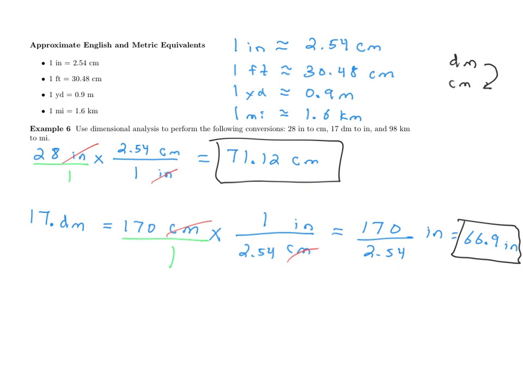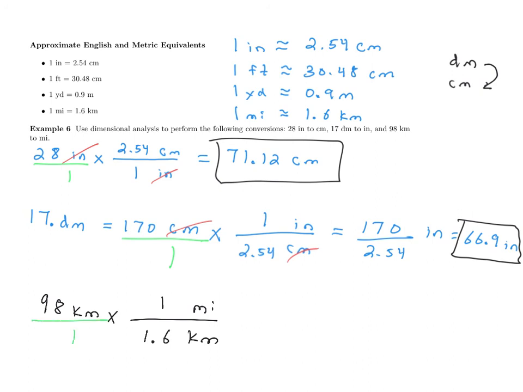And for the last one here, 98 kilometers into miles. How do we do that conversion? Well, for this one, there is something connecting kilometers and miles, so I can simply just use this conversion factor. So for this one, I have 98 kilometers. I want to multiply by a unit fraction with kilometers in the denominator and miles in the numerator. For every 1 mile, there's 1.6 kilometers.